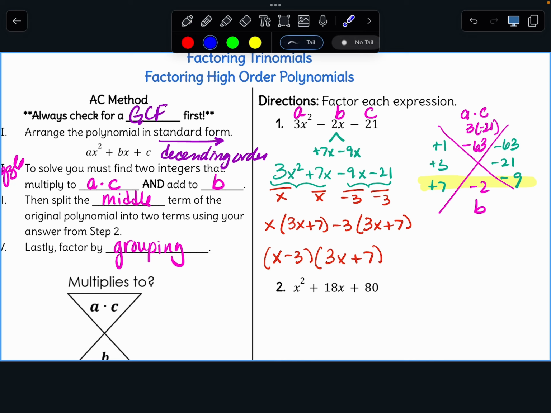So we checked for a GCF, there wasn't one. Then we checked for standard form, yes. Then we found the two numbers that multiply to be AC and add to be B. We split the middle term. We use grouping to solve. So from here down is grouping. The part that's the AC method is up here.